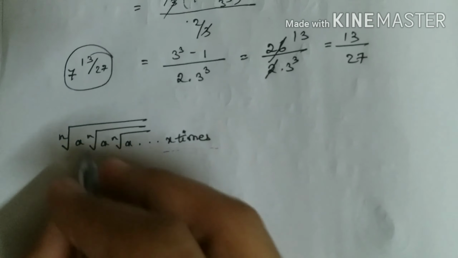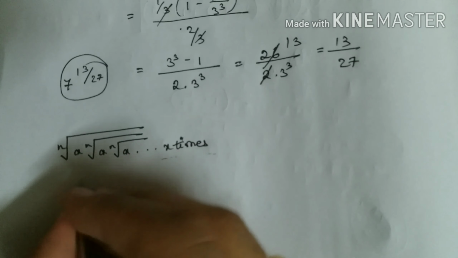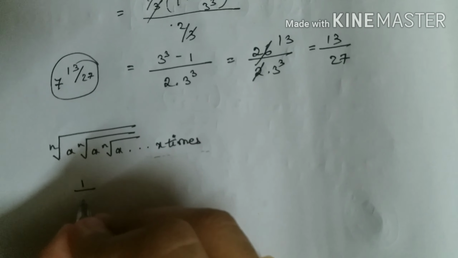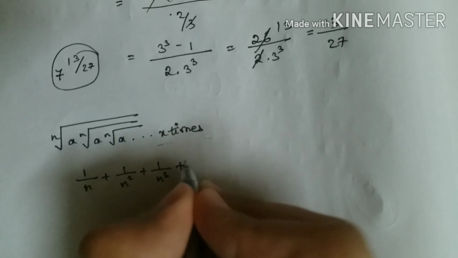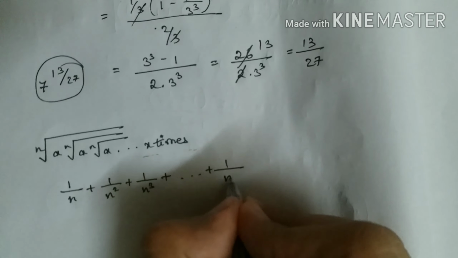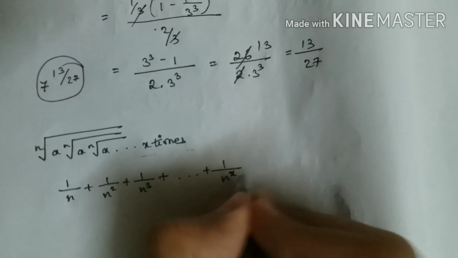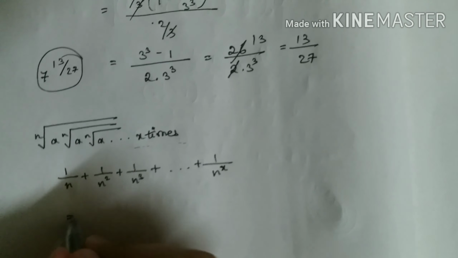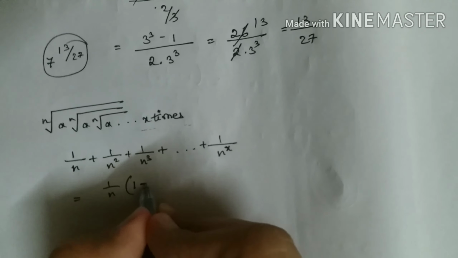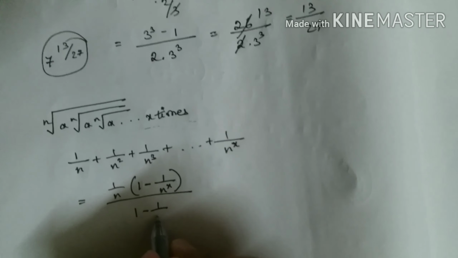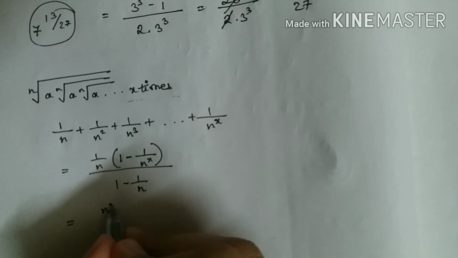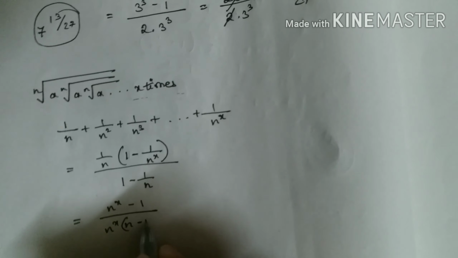Okay, so the GP series, as we can see from observation, it will come out to be 1 by n plus 1 by n square plus 1 by n cube, and this will go on till 1 by n to the power x. Okay, so then the sum of the GP series will come out to be n to the power x minus 1 by n to the power x into n minus 1.